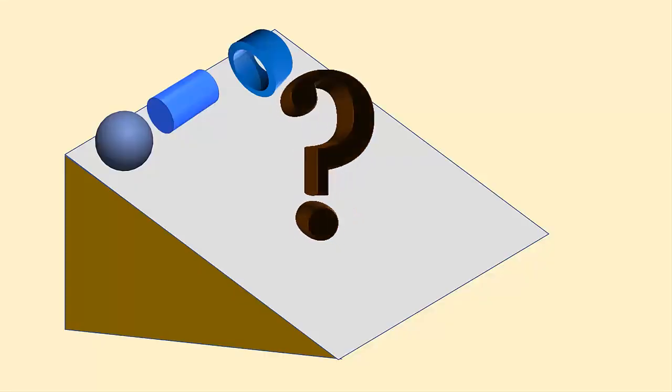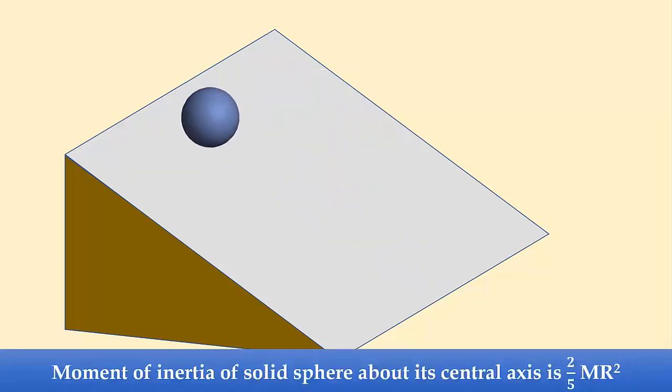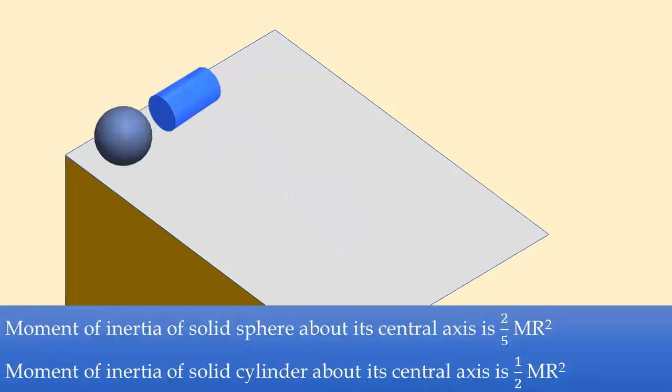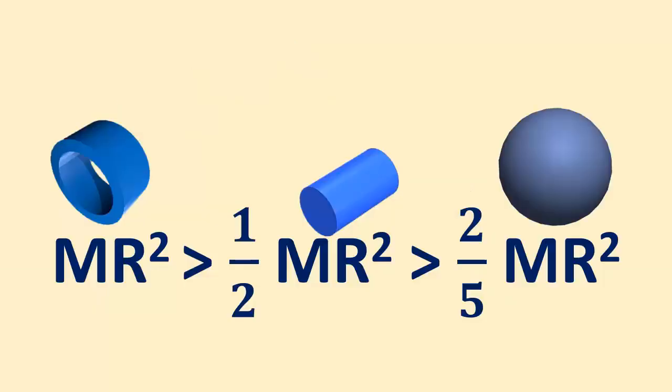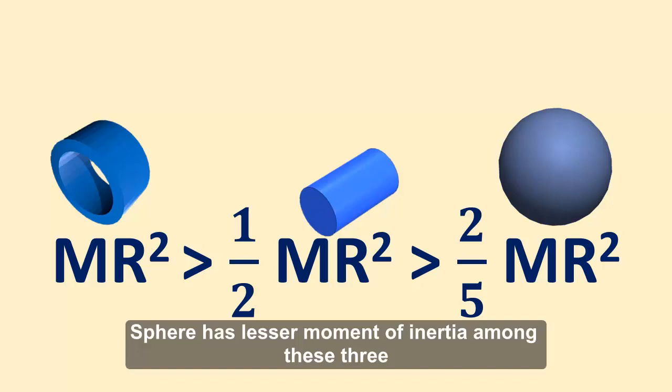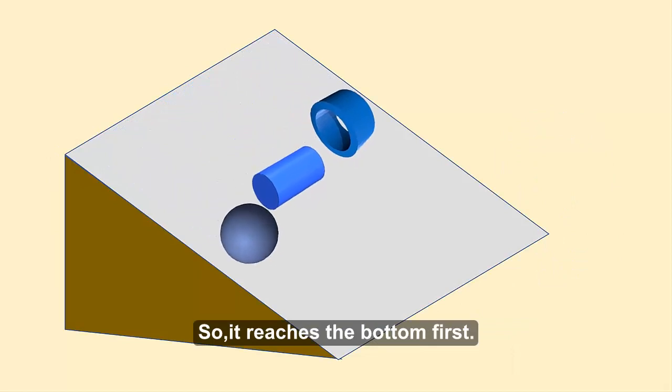Now, if you look into our initial problem, the moment of inertia of a solid sphere about its central axis is 2/5 mr². The moment of inertia of a solid cylinder about its central axis is ½ mr². The moment of inertia of a hollow cylinder about its central axis is mr². If the mass is the same in all three cases, mr² is greater than ½ mr², which is greater than 2/5 mr². The sphere has the least moment of inertia among these three, so it reaches the bottom first.